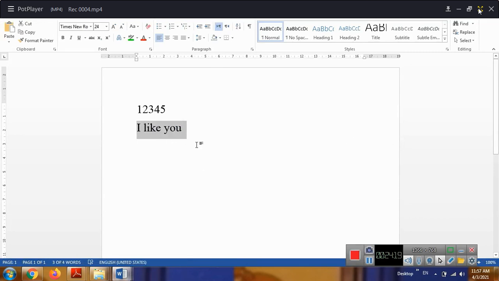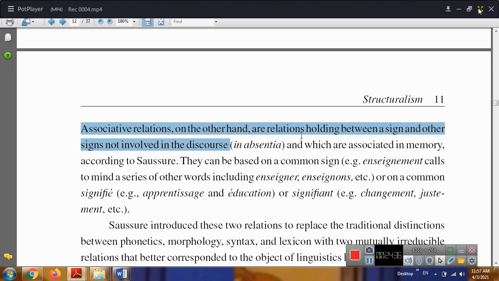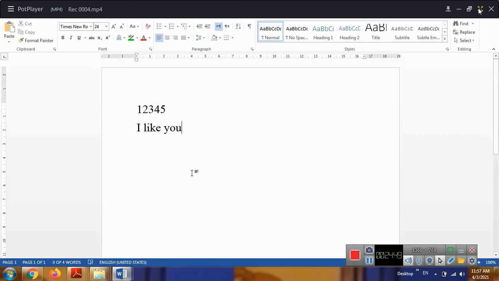We told you that here we have the syntagmatic relation between the words of this sentence. Here we have the syntagmatic relation because we have a combination of some words in the linear axis. Okay, but what do we mean by associative relation? We told you that in the associative relation, the relation holding between the sign and the other signs is not involved in the discourse. Pay attention to this point, that not involved.